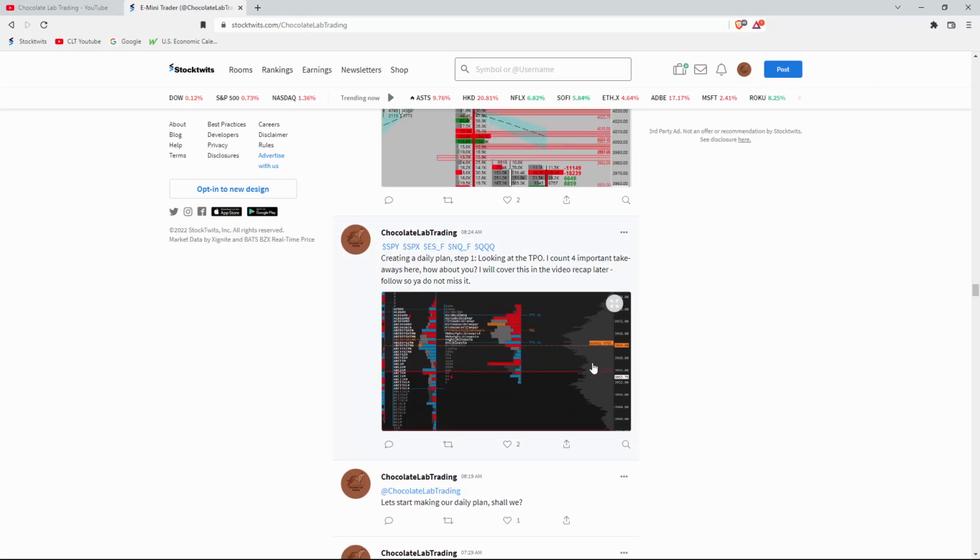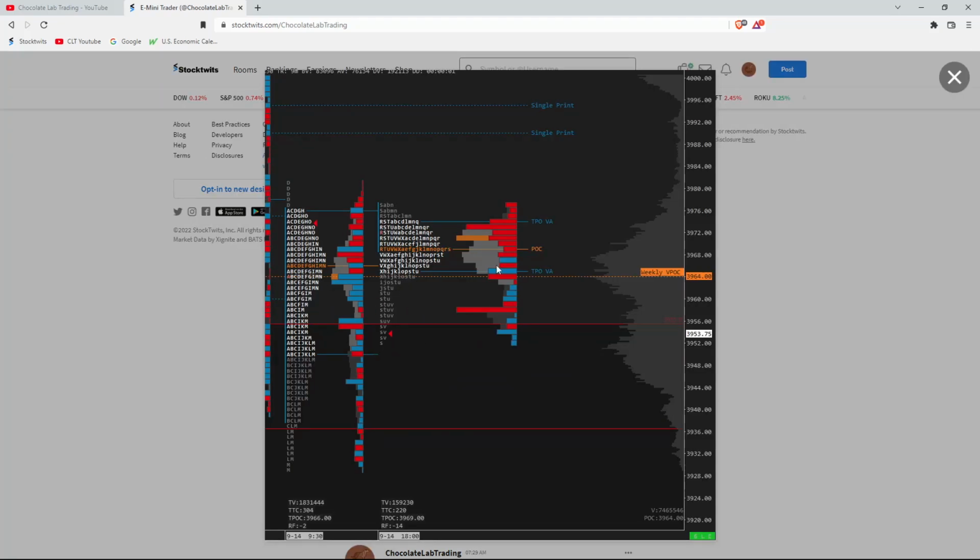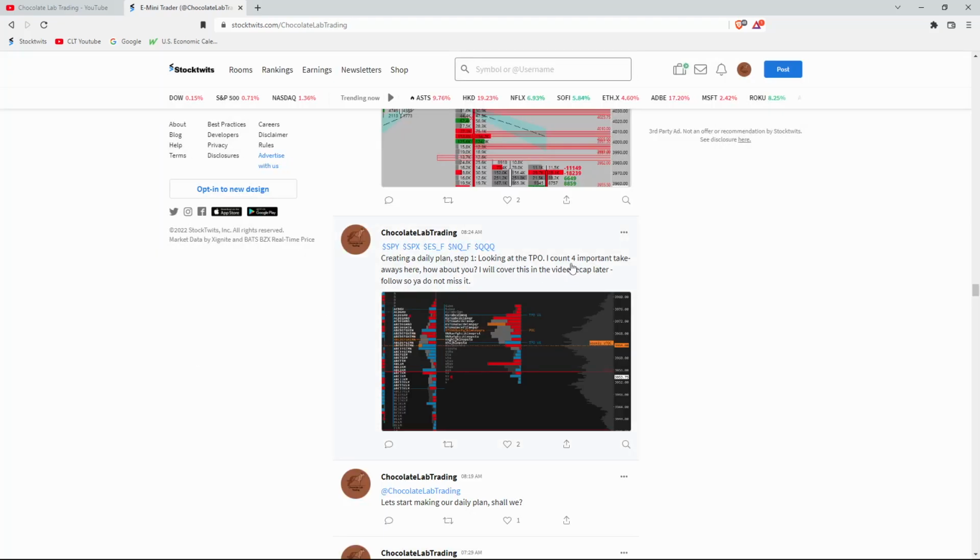So, the first thing I came to point out was the TPO charts. Creating a daily plan, step 1, looking at the TPO. In this picture I'm looking at the overnight session as well as yesterday's session. I'm not sure why, but you could see that my date is wrong on my daily footprint chart. It says the wrong date, but the rest of it's correct. Sorry. I count 4 important takeaways here, which I will cover in the video later.